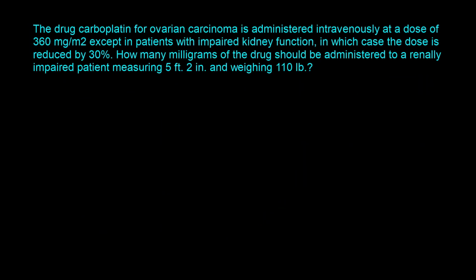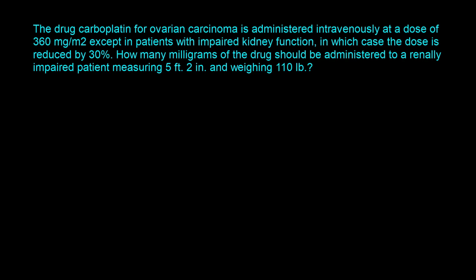Let's take a look at another example which says the drug carboplatin for ovarian carcinoma is administered intravenously at a dose of 360 milligrams per meter squared, except in patients with impaired kidney function, in which case the dose is reduced by 30%. How many milligrams of the drug should be administered to a renally impaired patient measuring 5 feet 2 inches and weighing 110 pounds?